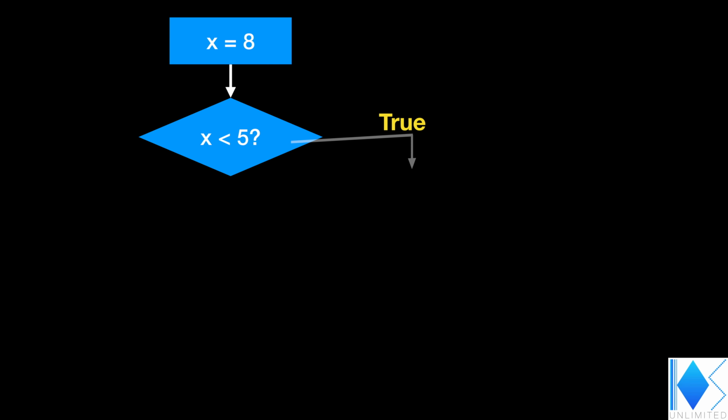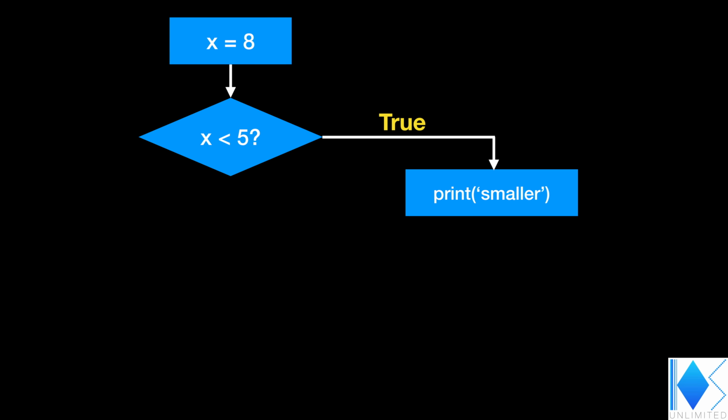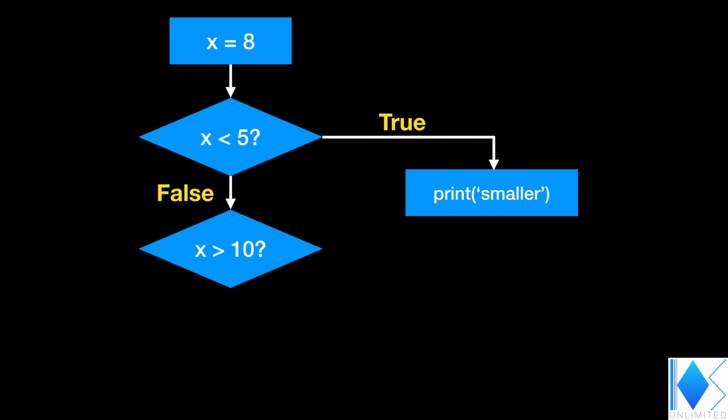This if statement logic diagram is as follows. A value of 8 is assigned to the variable x. Then it is evaluated if the variable x is smaller than 5. If true, smaller is printed to the screen. And if false, we continue. The answer is false, so you continue down and evaluate if x is larger than 10.